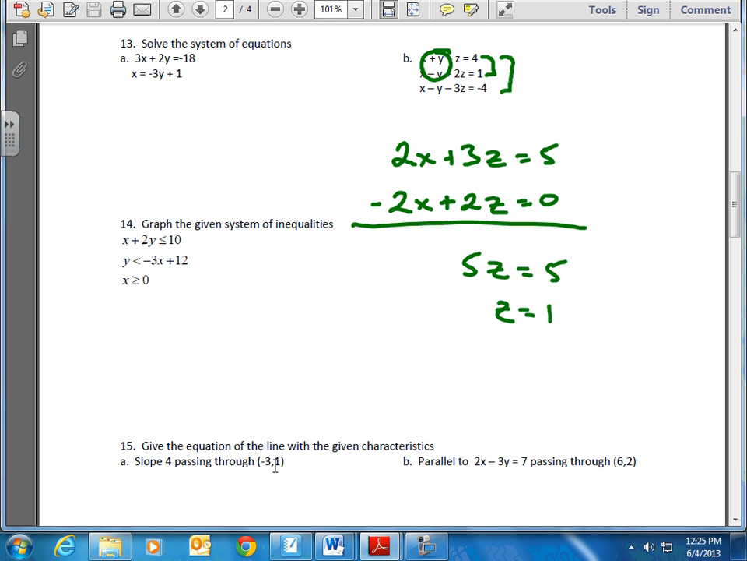Now that I know z, I will plug z back into either of these equations here. I'm going to pick the top. 2x plus 3 equals 5. Subtracting 3, 2x equals 2. Dividing by 2, x is also equal to 1.